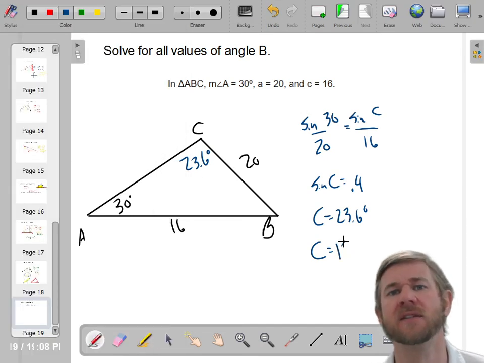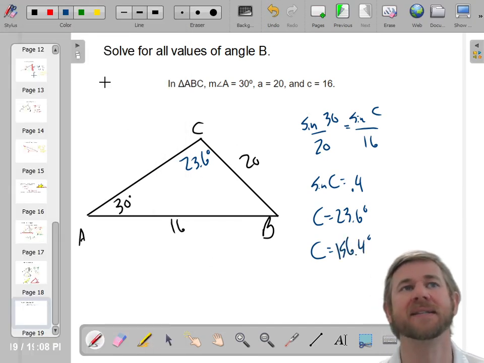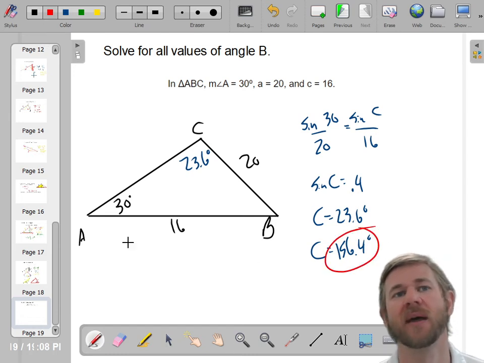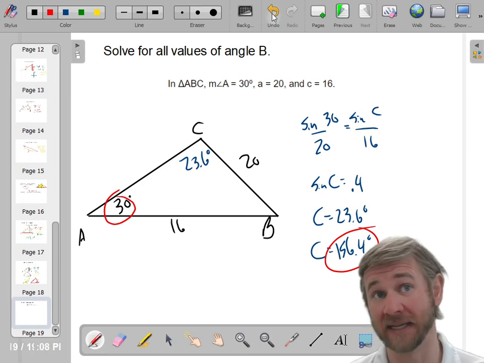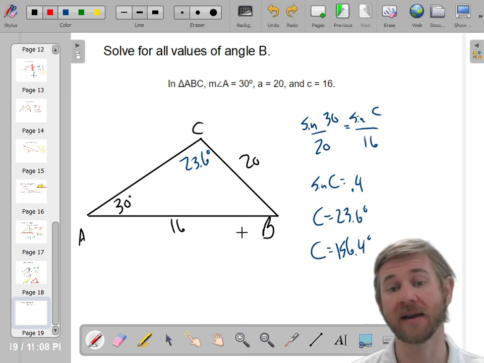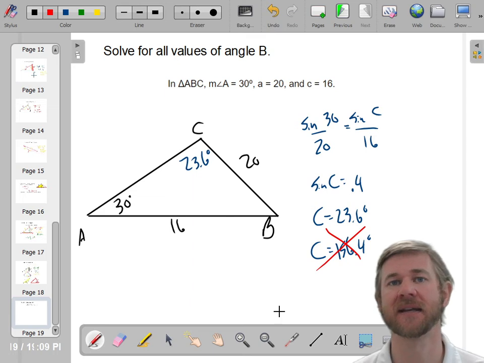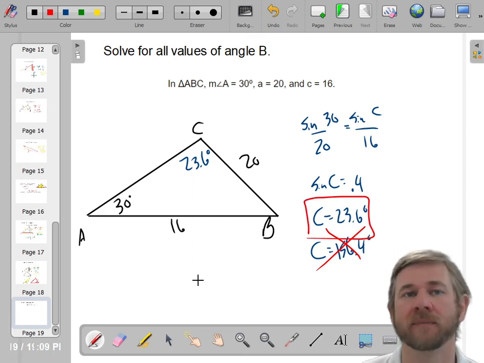So we can say that C is 23.6, or is it 156.4? And the reason I know that it's not 156.4 is because if you add this to 30, you get 186, which is bigger than 180. And we know the angles of a triangle have to add up to less than 180. So that doesn't actually work. It's got to be that one.